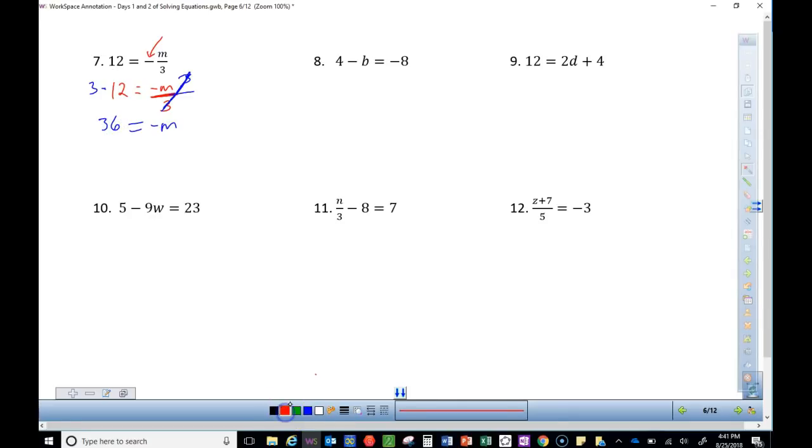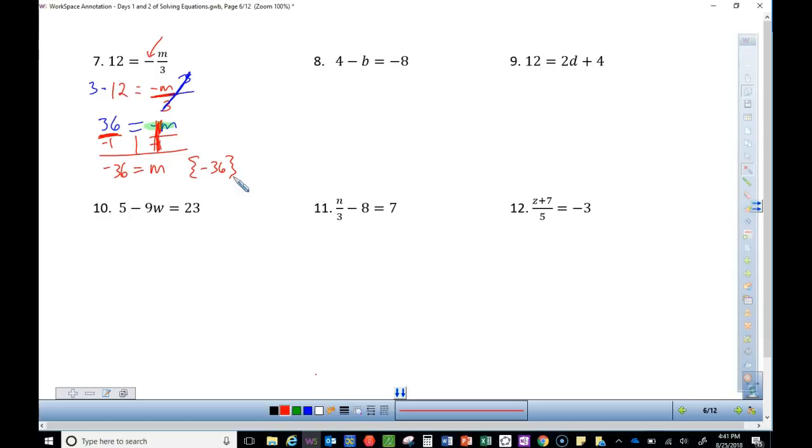Now, that negative, when it doesn't have a number showing, it has an invisible 1. So if you want to think of this as -1m, you can put that in there. But the bottom line is, if you have a -m, you're not done yet. So -m is not solved. -1 touching m means they're multiplying. So to undo multiplying, I will have to divide by -1. So when I divide both sides by -1, -1 divided by -1 makes a +1. So 1m equals -36, because 36 divided by -1 changes that sign. So the solution set's -36.